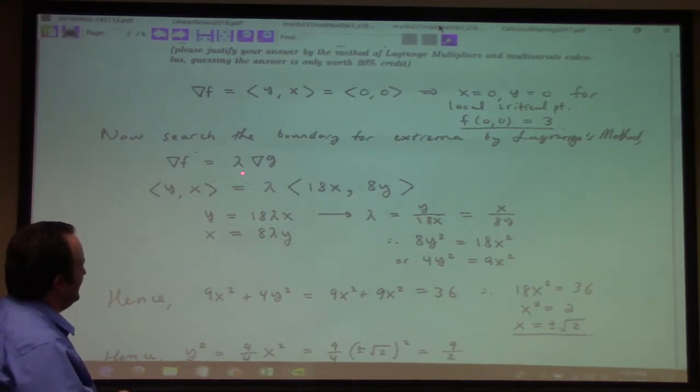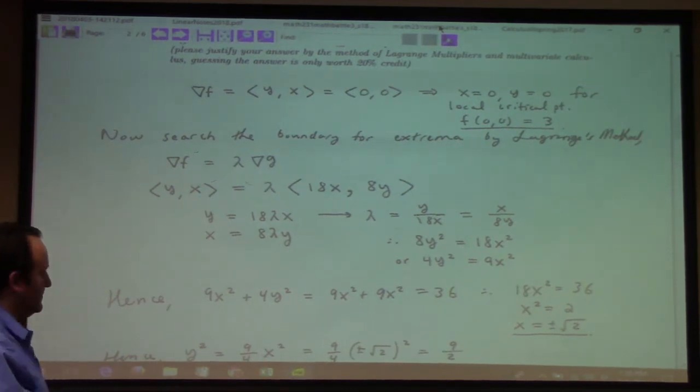anyway, so the gradient of f is lambda times the gradient of g, which gives me these equations, which anyway have this solution, plus or minus root 2.